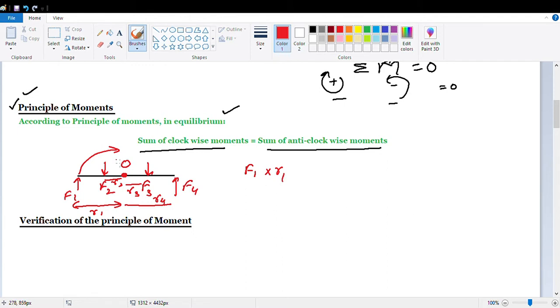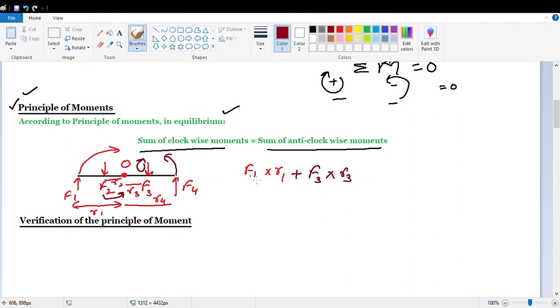Then check, is there any more clockwise moment? This force is going to rotate the body in an anti-clockwise manner. F2 is going to rotate the body in an anti-clockwise manner. This F3 is going to rotate the body in a clockwise manner. So you have to write here plus F3 into R3, that is force F3 multiplied by distance R3. Then check whether this force F4 is rotating in a clockwise or anti-clockwise direction. This F4 is going to rotate in an anti-clockwise direction.